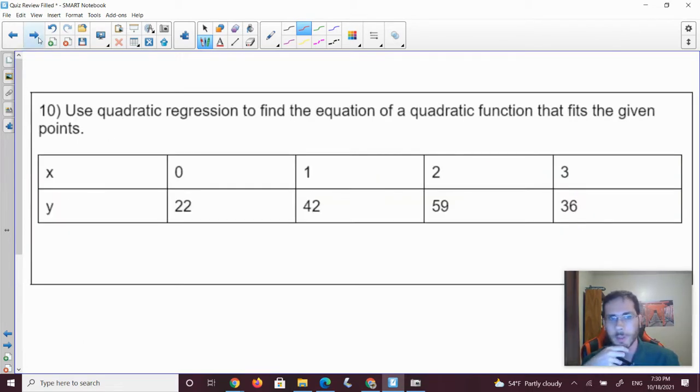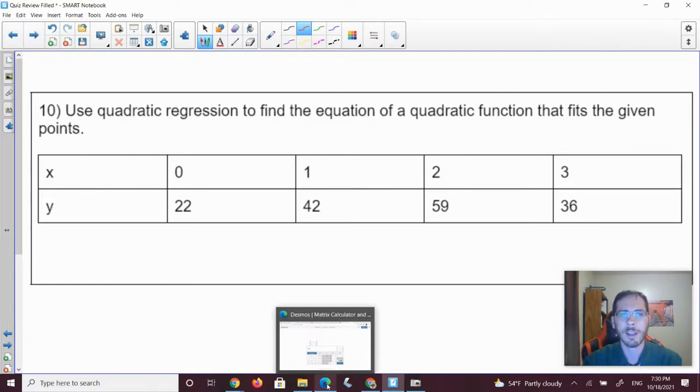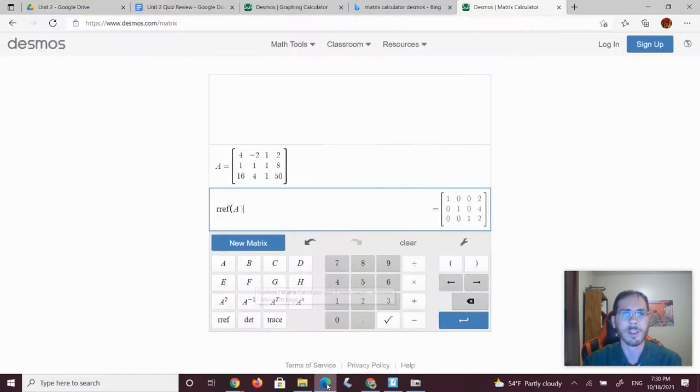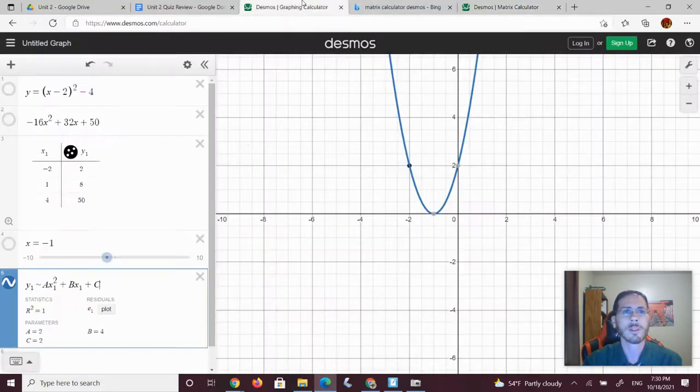All right. For number 10, use quadratic regression to find the equation of a quadratic function that fits the given points. And this is really why I prefer the regression, because you have to do the regression here anyway. You may as well just do the regression once for number 9 and then just throw everything back into the regression for the next one.